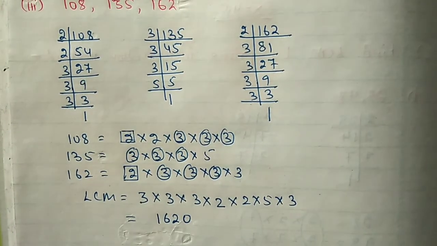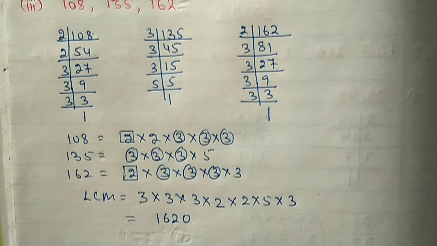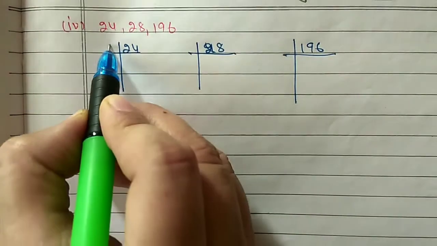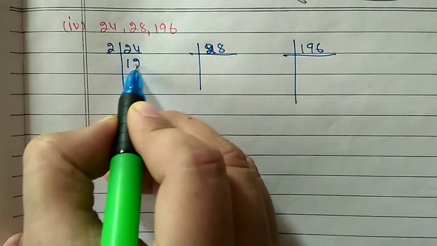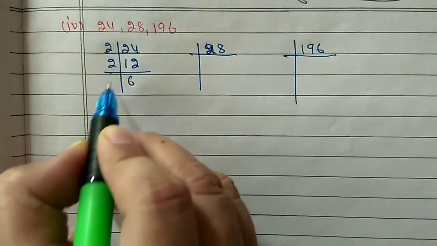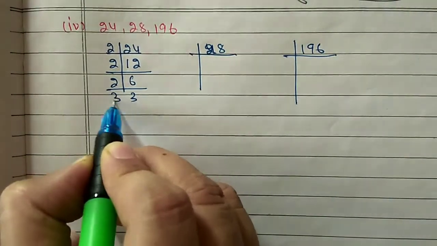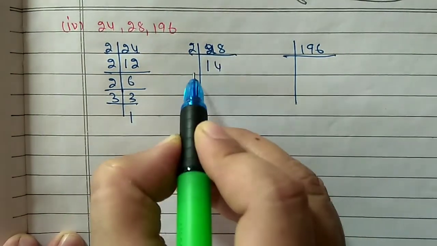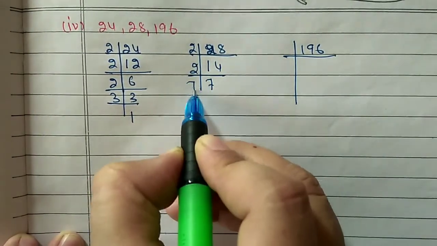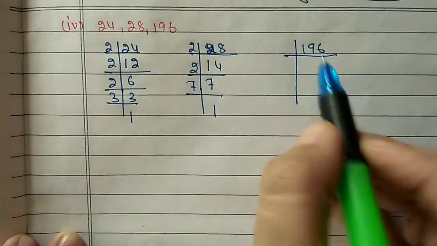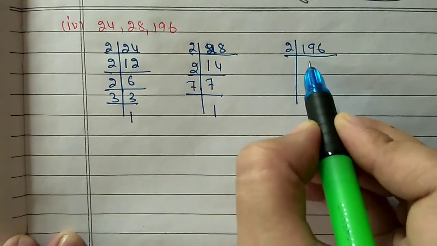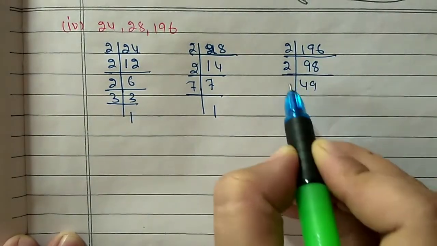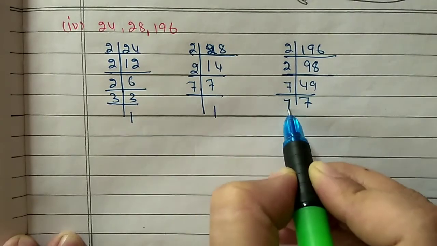This is the LCM for these three numbers. Next, fourth part: 24, 28 and 196. 24 first goes with 2: 2 1s are 2, 2 2s are 4, 2 6s are 12, 2 3s are 6, and 3 1s are 3. After this, next 28: 2 1s are 2, 2 4s are 8, 2 7s are 14, and 7 1s are 7.